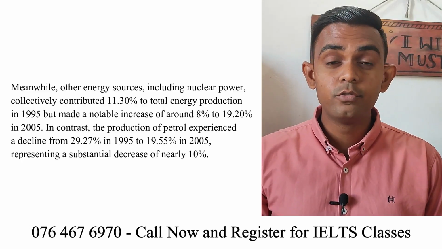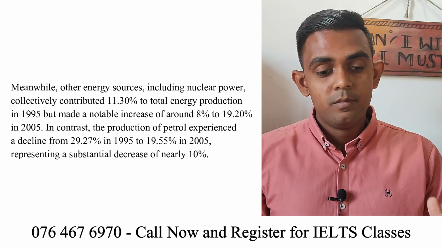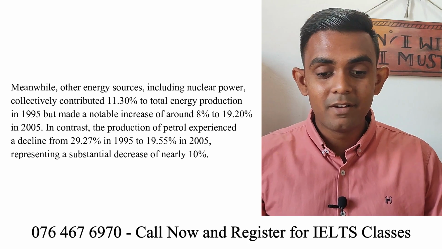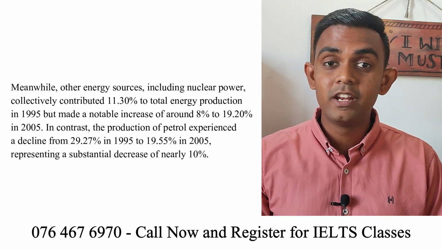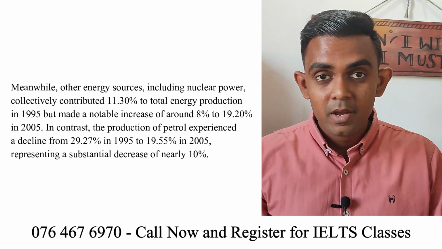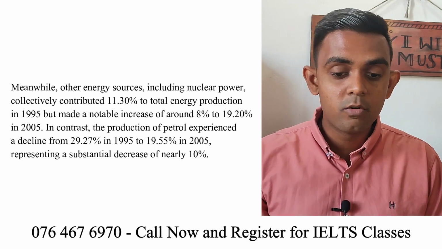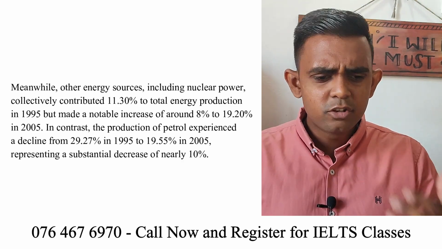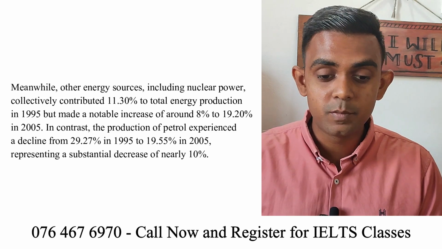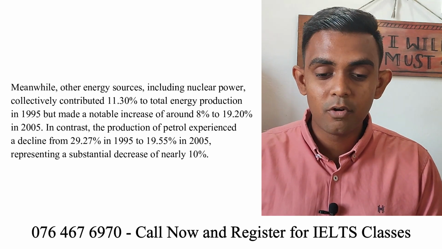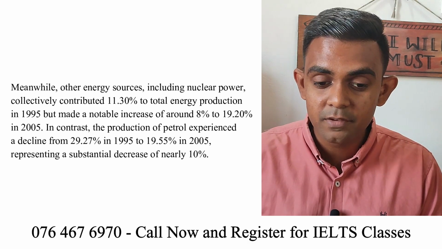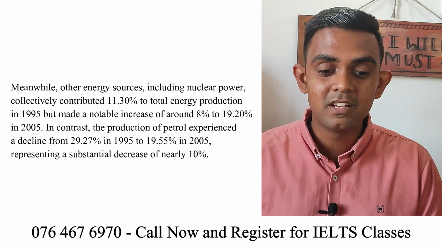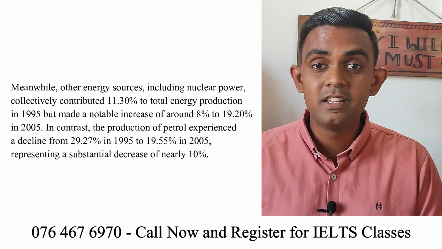All right, so if we move on to the second paragraph, we can see, meanwhile, other energy sources, including nuclear power, collectively contributed 11.30% to total energy production in 1995, but made a notable increase of around 8% to 19.20% in 2005. In contrast, the production of petrol experienced a decline from 29.27% in 1995 to 19.55% in 2005, representing a substantial decrease of nearly 10%.